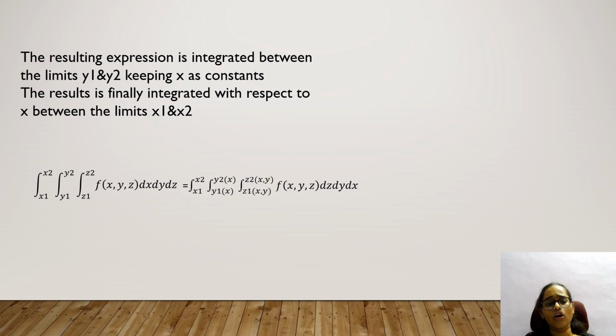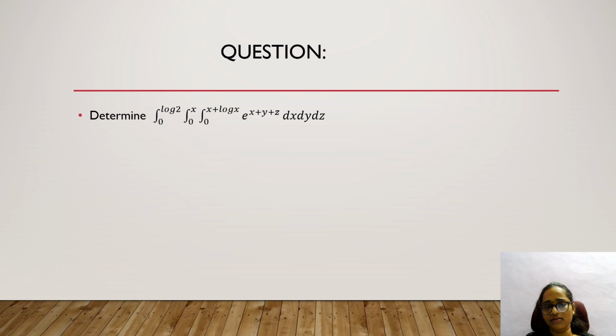We can see the formula here: the integral from x1 to x2, y1 to y2 and z1 to z2 of f of x, y, z dx dy dz equals the integral from x1 to x2, integral y1 to y2, integral z1 to z2 of f of x, y, z dz dy dx. Here we can observe that first we do the integral in z, then y and then x.